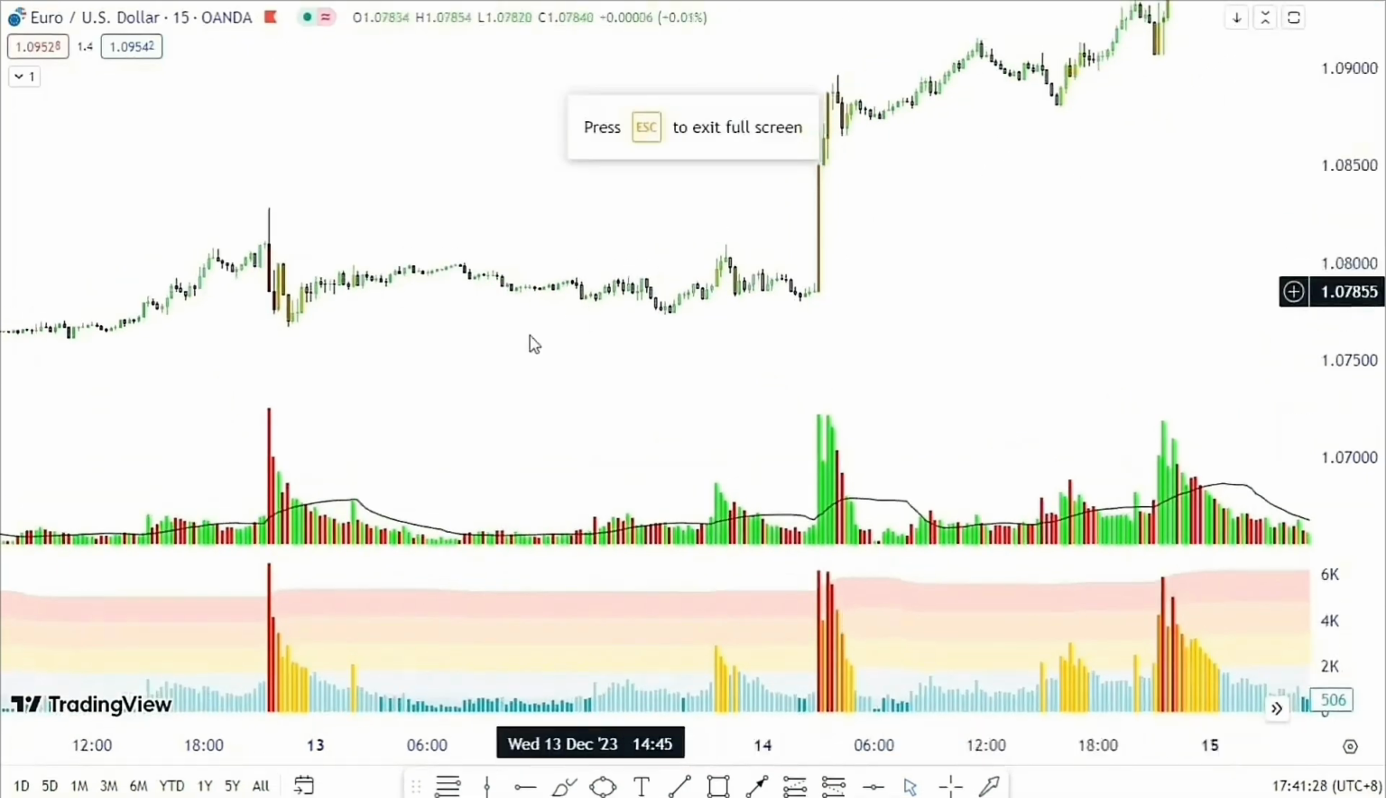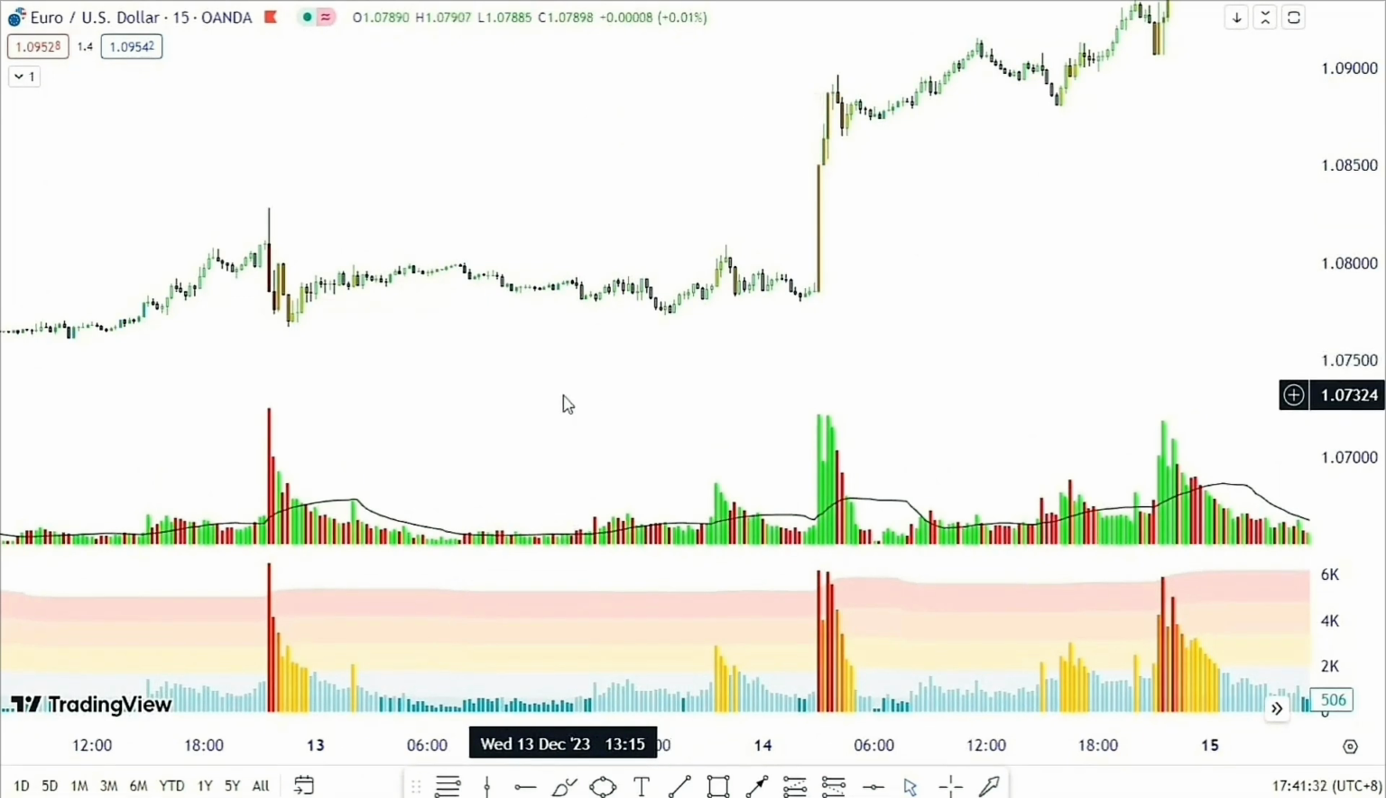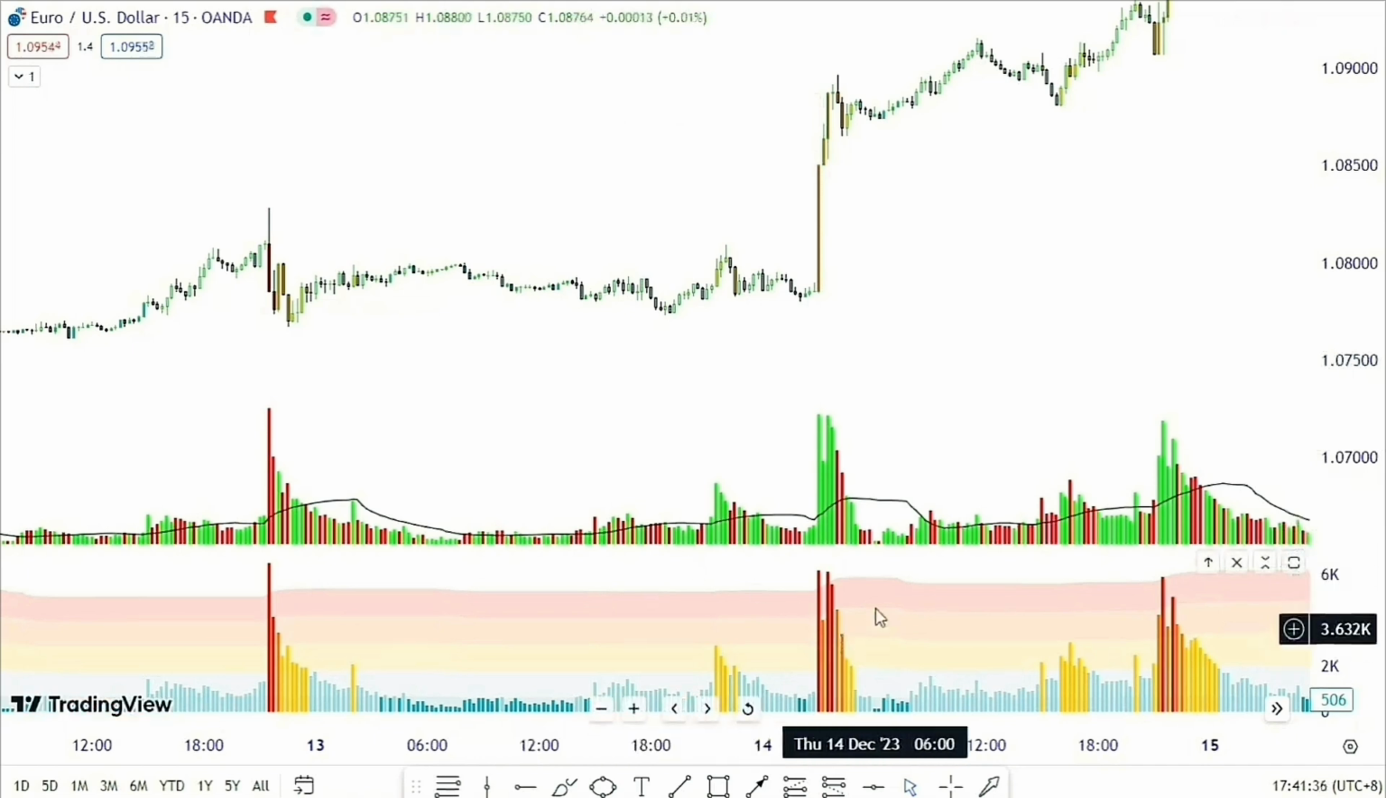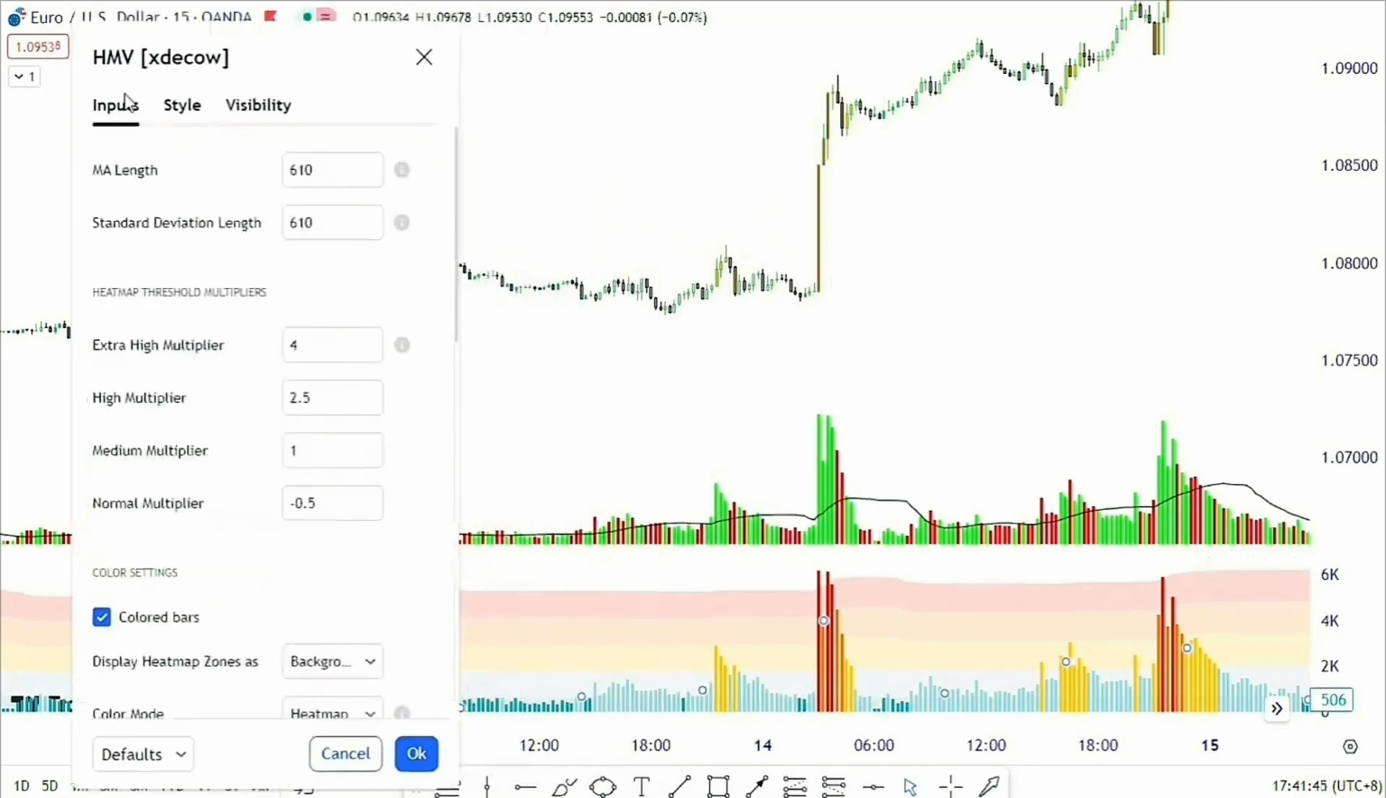However, the new one introduces different colors which have meaningful implications, unlike the basic indicator where colors merely match candle colors. These colors represent different levels of traded volume. The calculation is based on the standard deviation from the average volume.